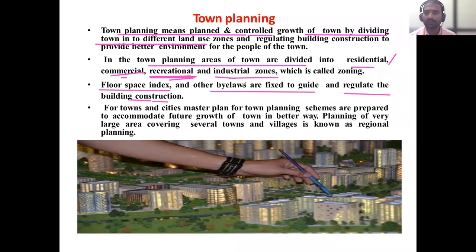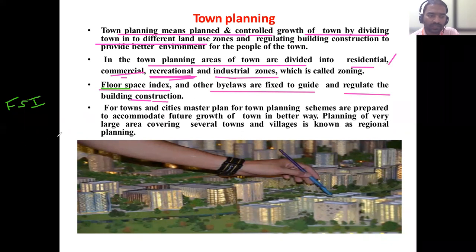So if you are staying in Mumbai, there are some rules and guidelines set for Mumbai. If you are staying in a village area, that is in Solapur, there is a set of rules and regulations. If you are staying in Delhi, there is some set of rules and regulations. इसको क्या बोलते हैं? Bylaws. Similarly, there is one more term, that is floor space index. This is denoted as FSI. What is this FSI?